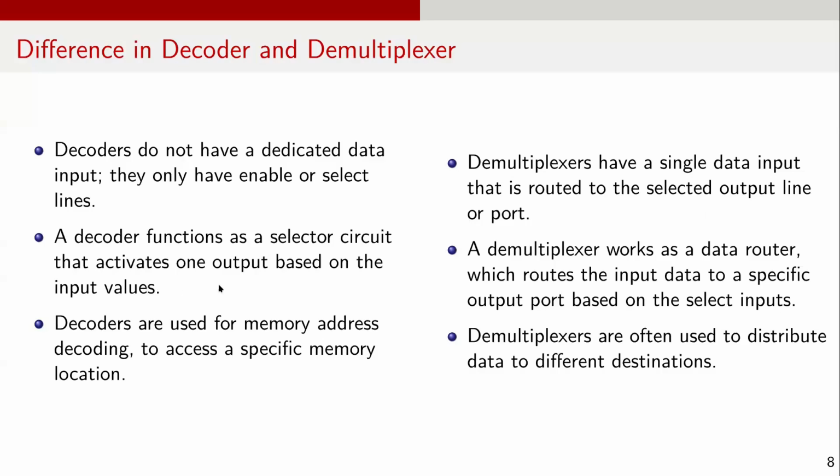A decoder functions as a selector circuit that activates one output based on the input lines, while a demultiplexer acts as a data router that sends the input data to the selected output port.